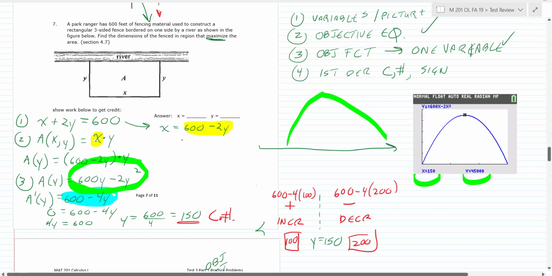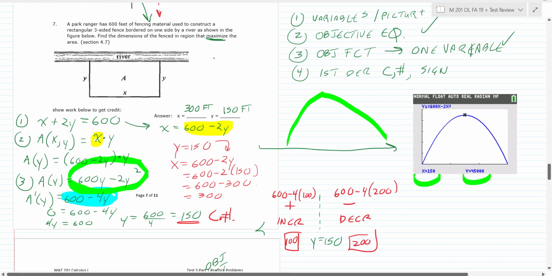So to finish up this problem, we have y is 150. We verified it's a max. Now x is equal to 600 minus 2y. That comes from that objective equation. So we get 600 minus 2 times 150. We, of course, know what y is. So that's 600 minus 300, which is equal to 300. So our dimensions, and it's good to write your dimensions on here, x is going to be 300 feet, and y is going to be 150 feet.